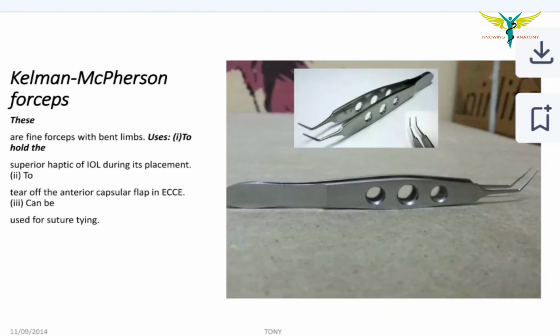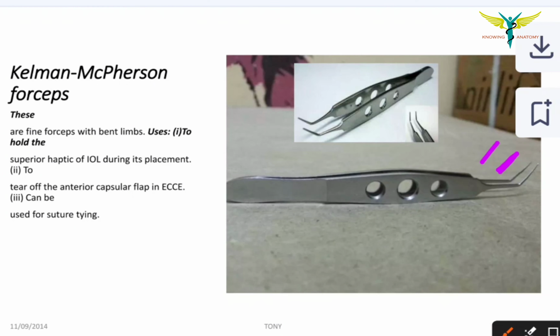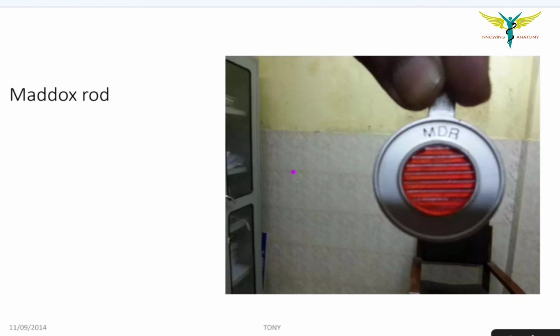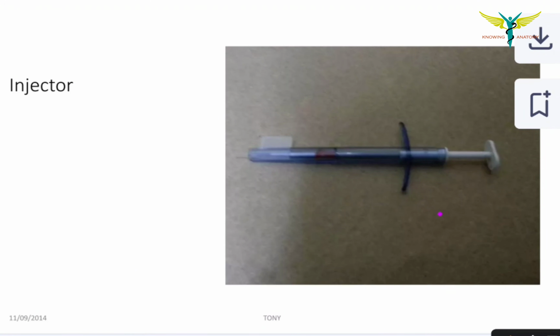Kelman-McPherson forceps. These are fine forceps, so the ends are fine. It is used to hold the superior haptic of the IOL during the placement, used to tear off the anterior capsular flap in the extracapsular extraction, and can be used for suture tying. So this is a Kelman-McPherson forceps. The Maddox rod, which is used to detect strabismus in both the near and far vision. This is an injector through which the foldable lenses are passed into the lens capsule during the cataract surgery.